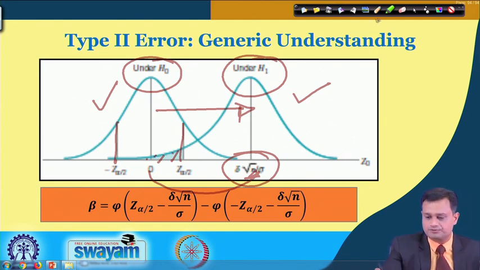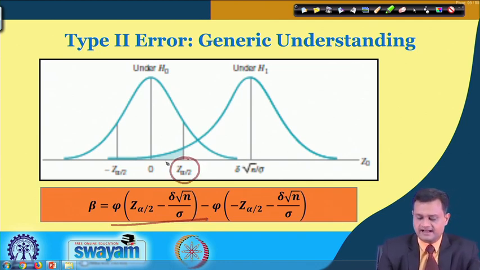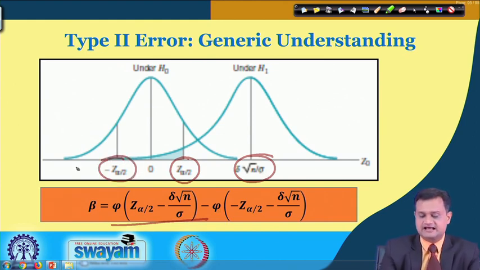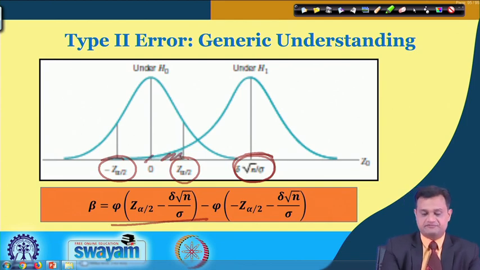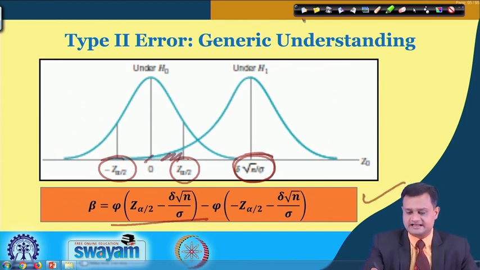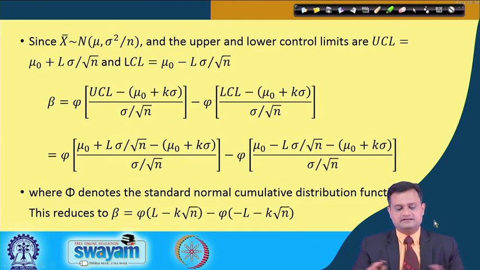So now easily you can compute, we have already done this, and just see that beta is equal to the cumulative probability between z alpha by 2 minus delta square root of n divided by sigma. So it is the region between these two: minus cumulative probability minus z alpha by 2 and minus delta square root n by sigma. So easily you can see that this is the region I am referring to. Fine, this is my type 2 probability and it is called beta risk. If you have understood it, I think we are done.